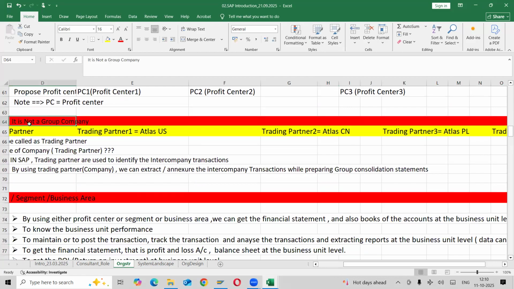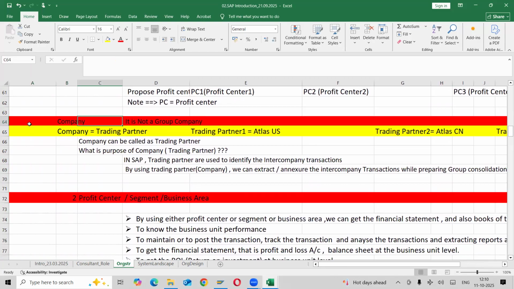What do you mean by a company? Company means it's not a group of companies. Normally people say company means a group of companies. No, it's not. Company is equal to a trading partner. Clear? When I have different company codes, different trading partners, then the clubbing of all the trading partners you can call a company. A company can be called a trading partner.